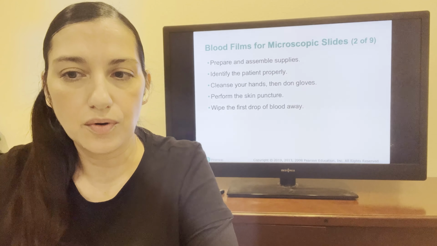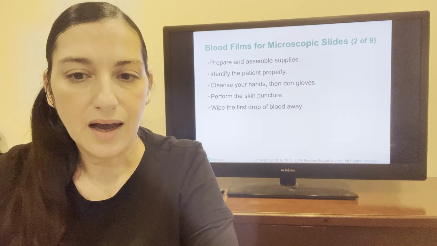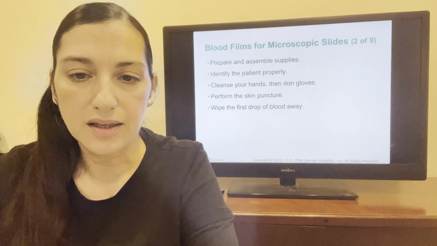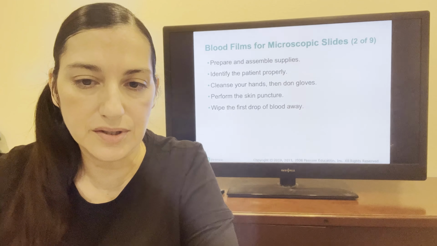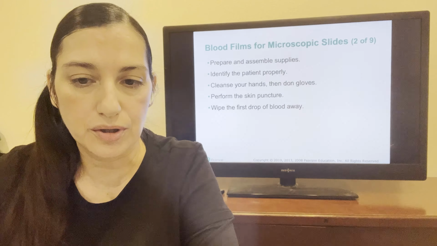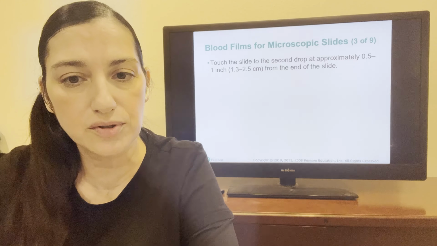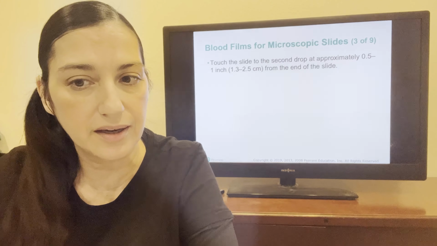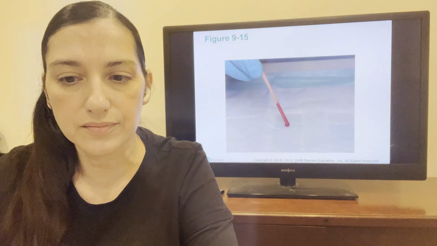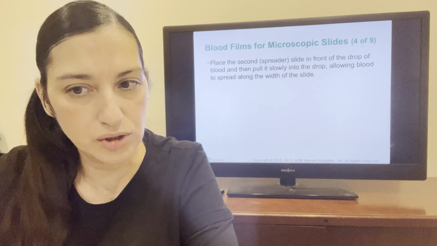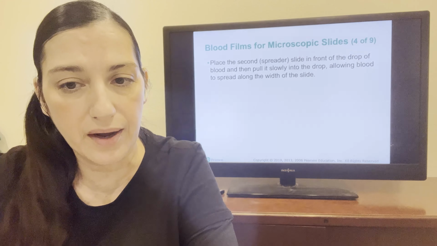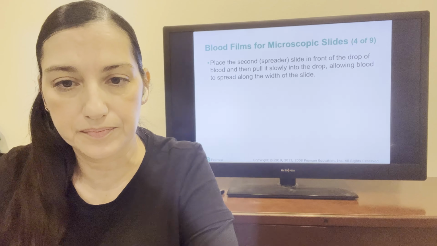Prepare and assemble supplies. Identify the patient properly. Cleanse your hands and don your gloves. Perform the skin puncture. Wipe the first drop of blood away. Touch the slide to the second drop approximately half to 1 inch from the end of the slide. Place the second spreader slide in front of the drop of blood and then pull it slowly into the drop, allowing the blood to spread along the width of the slide.